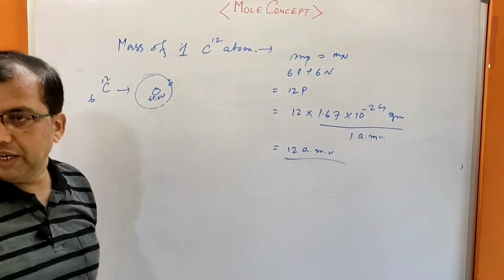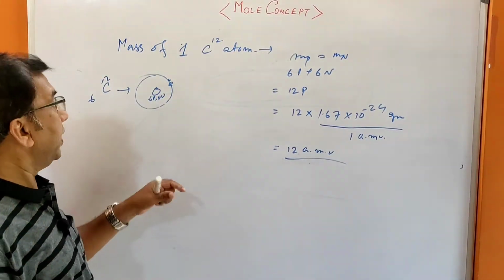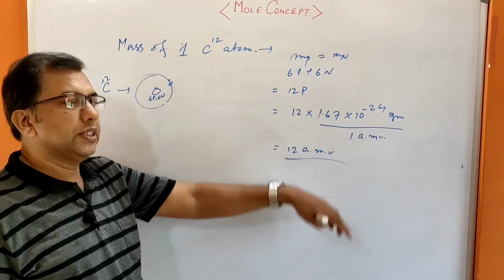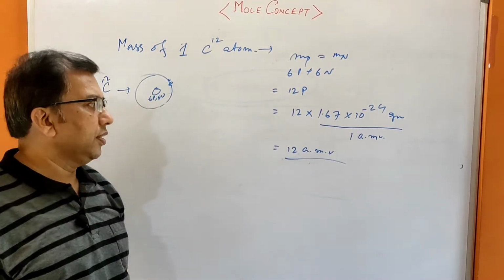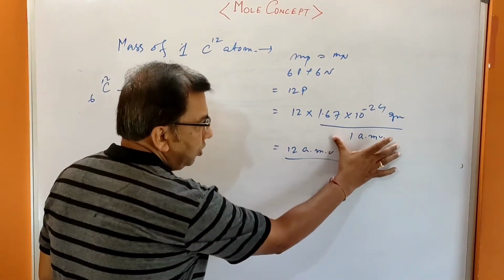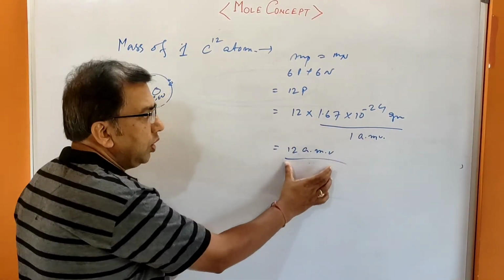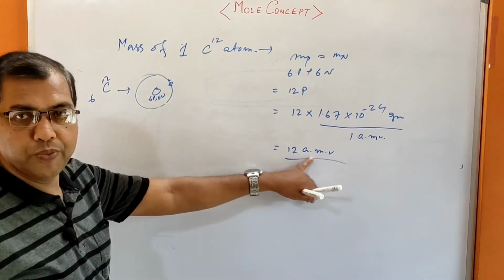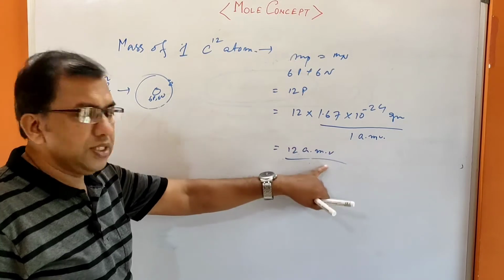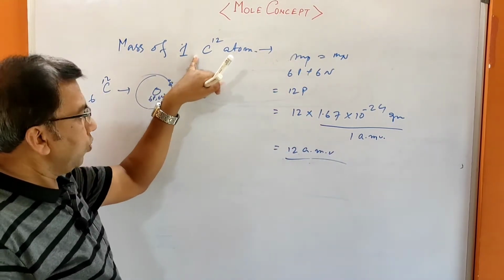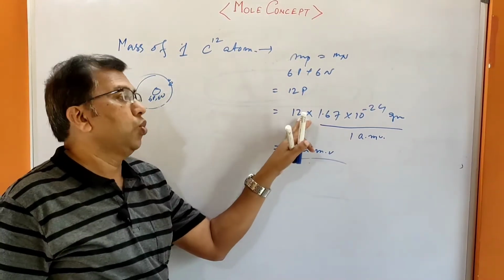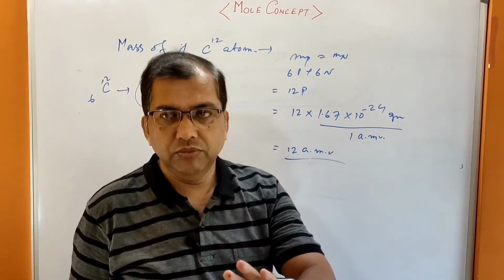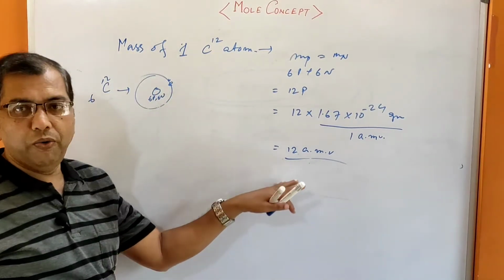Clear? What is the mass of one carbon-12 atom? 12 into 1.67 into 10 to the minus 24 gram. If you consider this as 1 amu, that means 12 into 1 amu, 12 amu. You can write it in terms of gram or in terms of amu. This is gram, this is amu. So the mass of one carbon-12 atom is 12 amu, and 12 into 1.67 into 10 to the minus 24 gram.